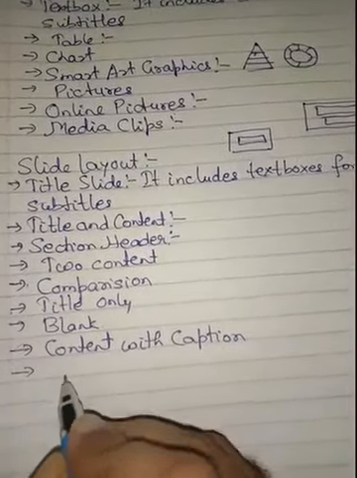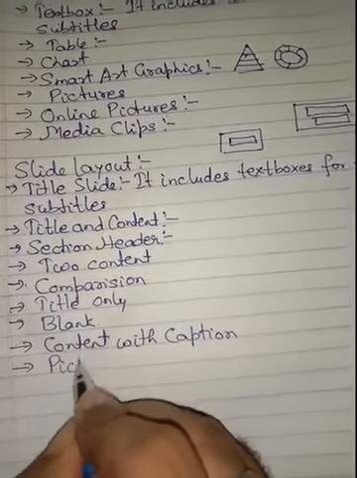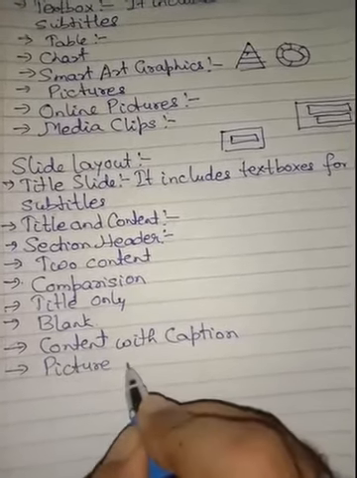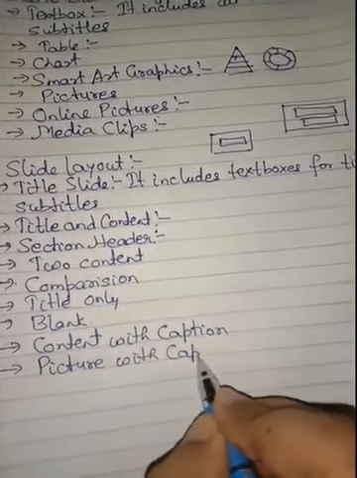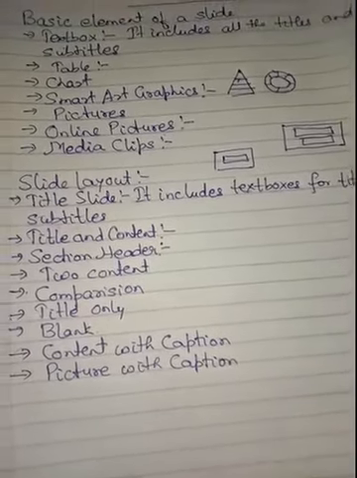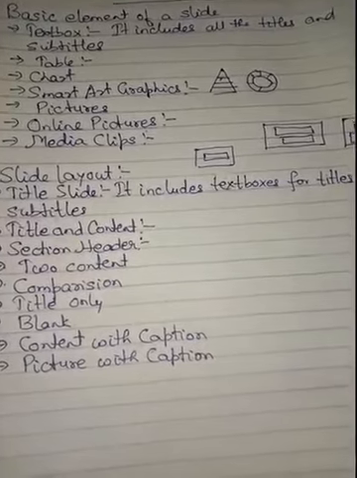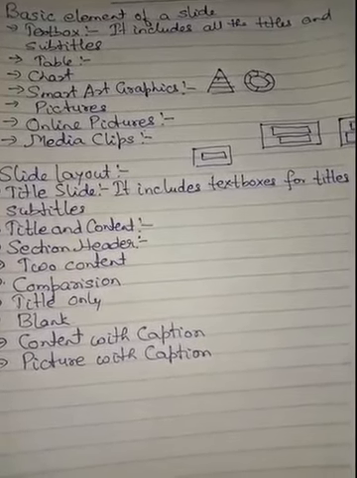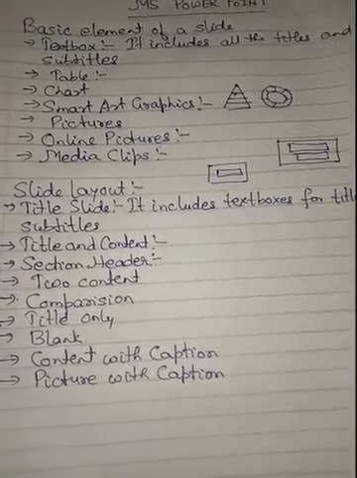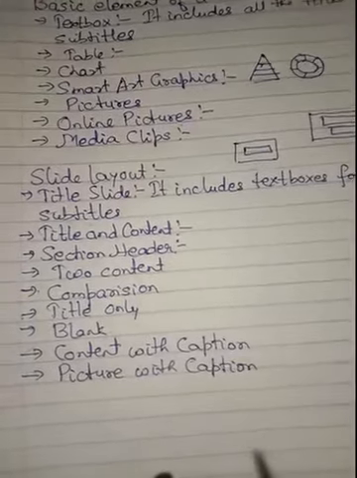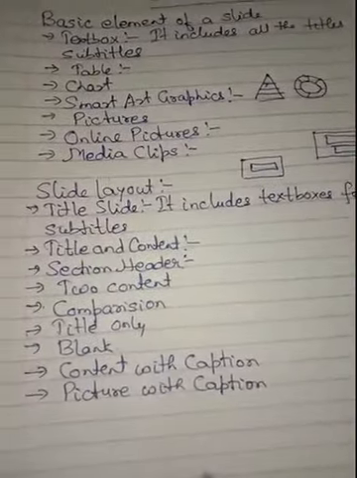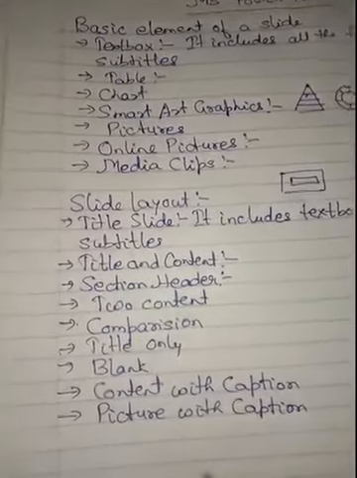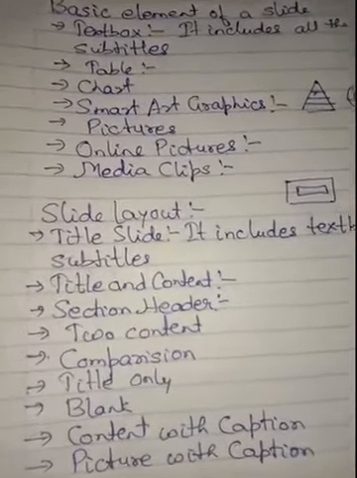Next we have picture with caption. Picture with caption. So it includes the large text box for picture and the small text box to the left where we can enter our text. So these were some of the slide layouts that we have in the PowerPoint presentation.